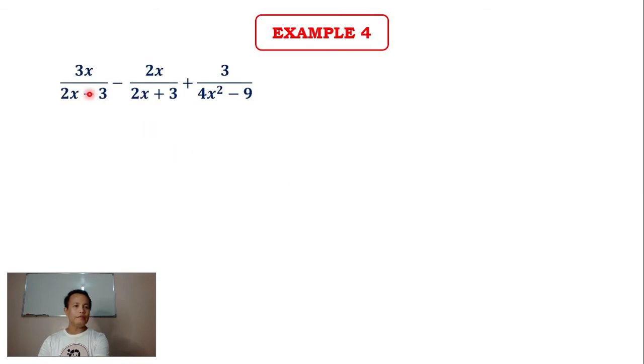So we are given 3x over 2x minus 3 minus 2x over 2x plus 3 plus 3 over 4x squared minus 9. Now, as you can see in the first denominator, that is 2x minus 3, 2x minus 3 is not factorable anymore. Meaning, there are no other factors of 2x minus 3 except 1. So we cannot factor out 2x minus 3. The same also with 2x plus 3. But in the third denominator, which is 4x squared minus 9, this is a difference of squares. So we can factor this out.